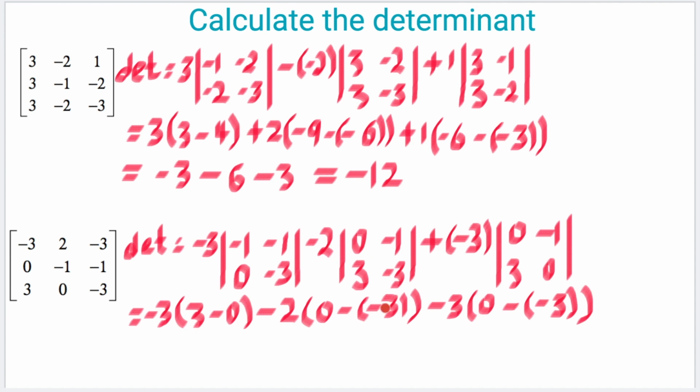And then now we just evaluate whatever is inside the parentheses and multiply by the coefficient. 3 times 3 minus 0 is 3, times negative 3 is negative 9. And then 0 minus minus 3 is positive 3. Positive 3 times negative 2 is negative 6. 0 minus minus 3 is 3. 3 times negative 3 is negative 9. When you add all of those negative numbers, you get negative 24, and that's the determinant.